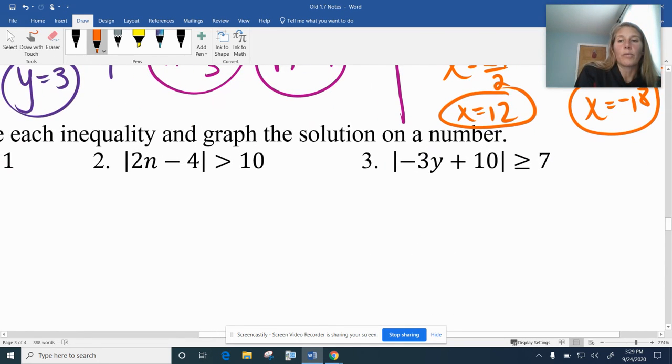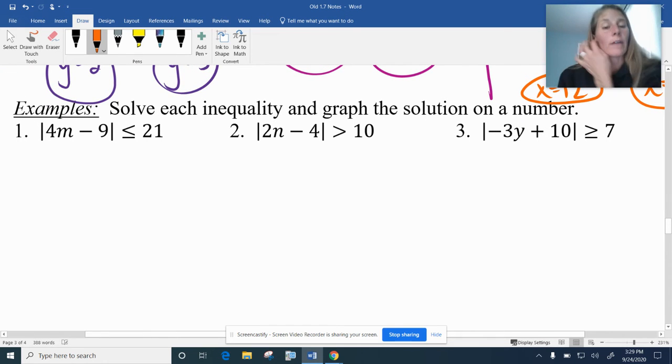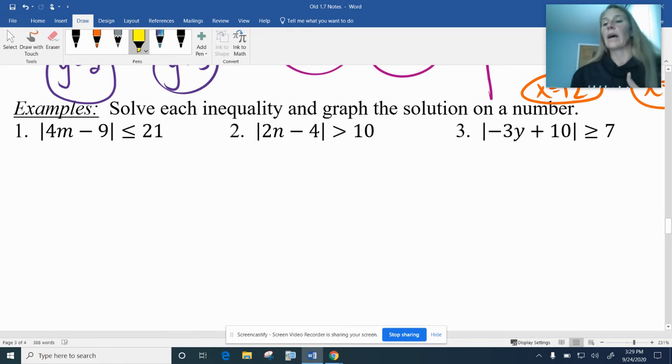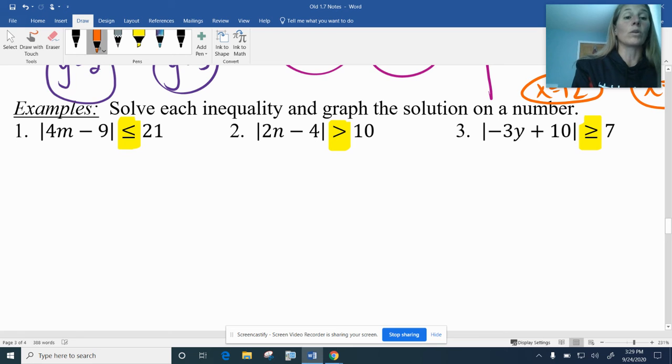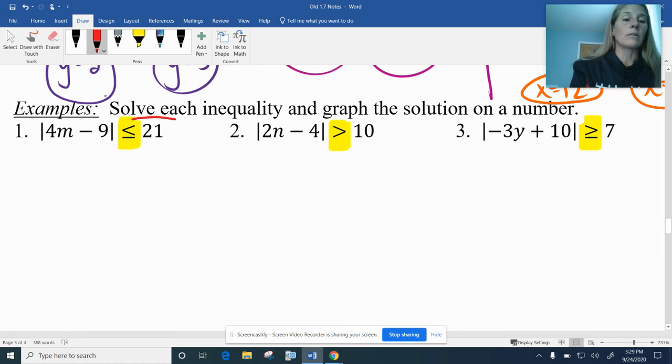All right, and then a couple practice problems with the inequalities. So all three of these inequalities, we have our absolute value portion isolated already. There's nothing we have to move over, divide by, or multiply by. So we're just going to start out by looking at each of our inequality signs and deciding if it's an and or an or. So this first one is a less than, so this is going to be an and problem. This middle one here is a greater, so that's going to be an or problem. And this one over here is a greater, so that's also going to be an or problem.